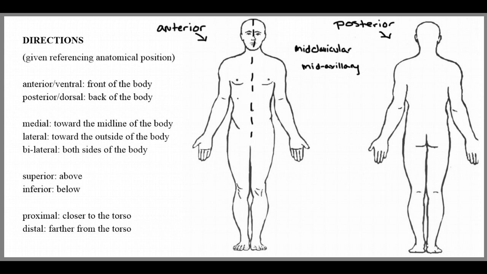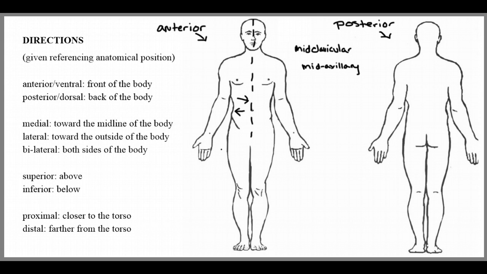Medial refers to toward the middle of the body, toward the midline of the body, and lateral refers to toward the outside of the body. Bilateral refers to both sides of the body. So, for example, if you're asked to obtain pulses bilaterally, they're asking you to obtain it from both sides.